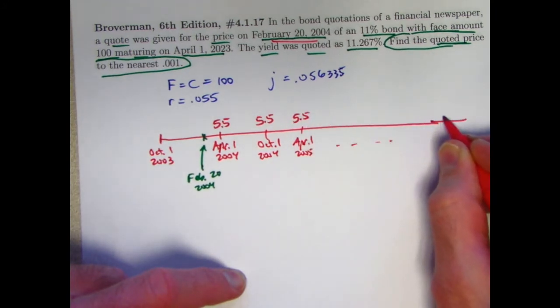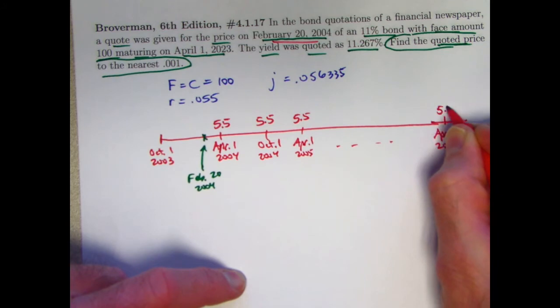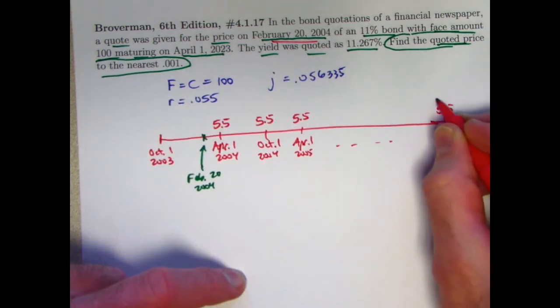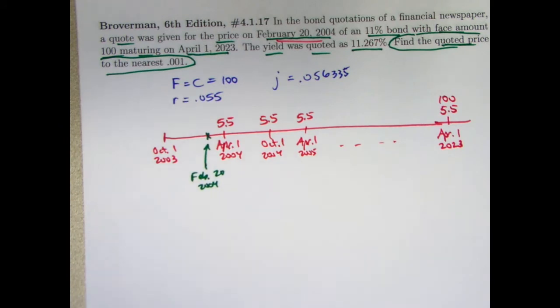The last payment is way over here at April 1st, 2023, a payment of 5.5, and it's also redeemed. It matures to 100 at that moment in time as well.